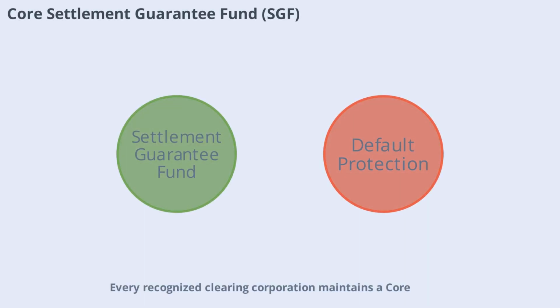Every recognized clearing corporation maintains a core settlement guarantee fund (SGF) for each segment. This fund guarantees the settlement of trades even if a clearing member defaults. The corpus is regularly stress-tested to ensure adequacy, and contributions come from the clearing corporation, stock exchange, and clearing members. The SGF is a critical safety net, protecting the market from disruptions due to member failure.